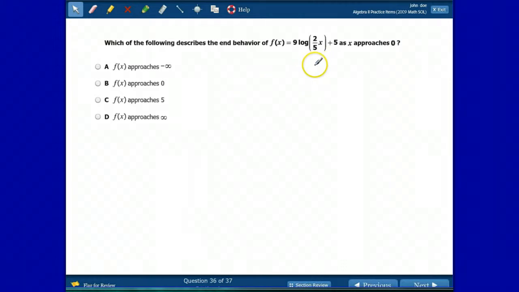Now, let's see. My first question to you is, do you know what the parent graph looks like? Alright, so let me show you what that looks like. Okay, here's my parent graph. Let me put in my asymptote line, which is running along here. And this is my y and my x-axis, just to let you know. And my parent graph kind of does this.